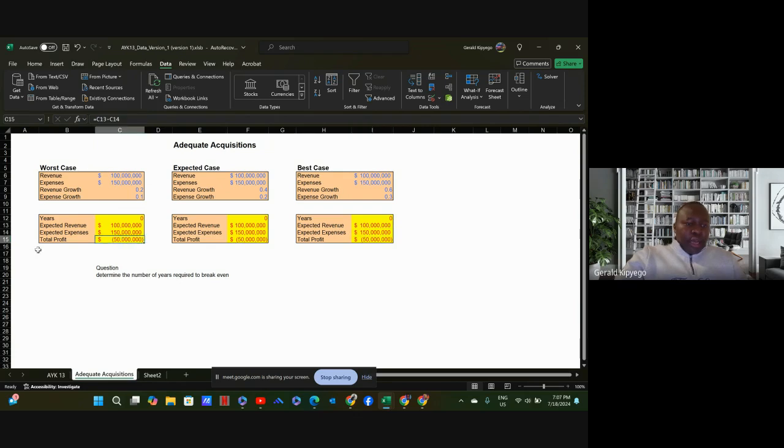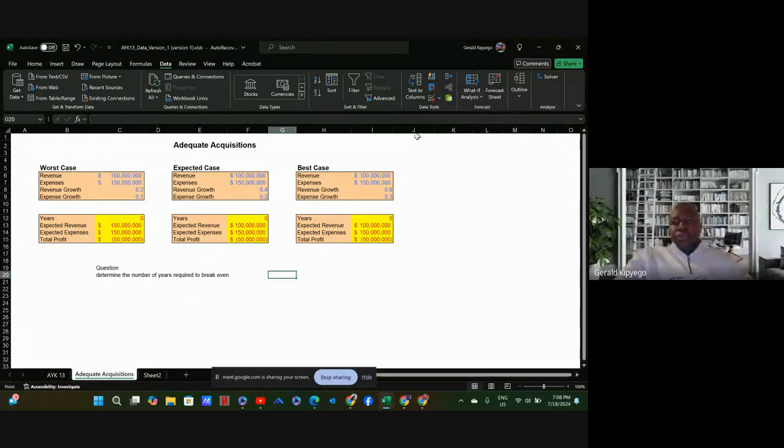And then for our total profit for each case, we have to subtract the expected expenses from the expected revenue, and we get a difference of 50 million, which is cutting across. So what we are going to do here is use the What-If Analysis to get the number of years required to break even.